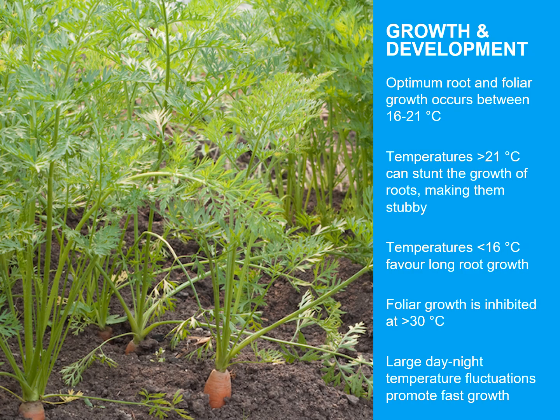The optimum root and foliar growth temperature is between about 16 and 21 degrees C. Temperatures above 21 degrees C can stunt the growth of roots of some cultivars, making them short and stubby. Temperatures less than 16 degrees C favour longer root growth, and foliar growth is inhibited at temperatures above 30 degrees centigrade. Large day and night temperature fluctuations can help promote much faster growth than a narrow range of temperature fluctuations between night and day.